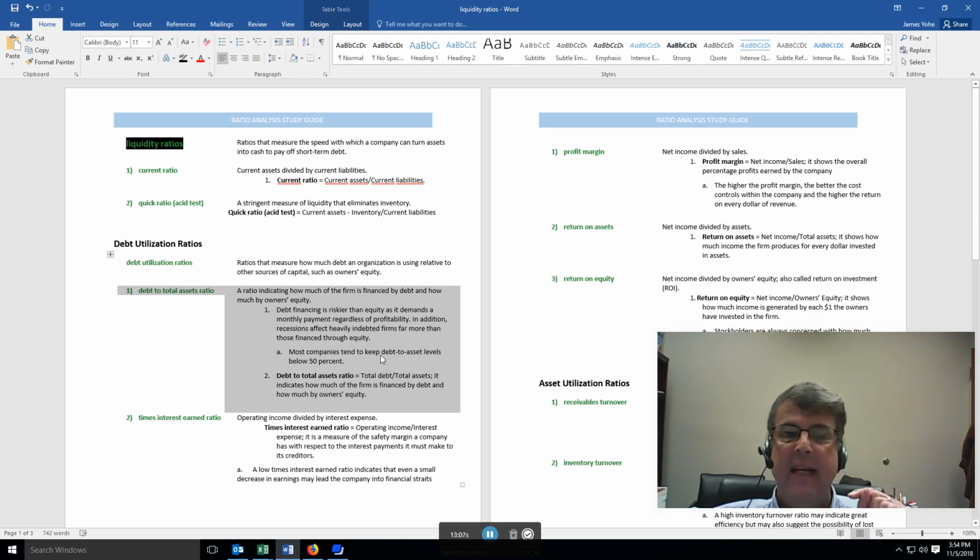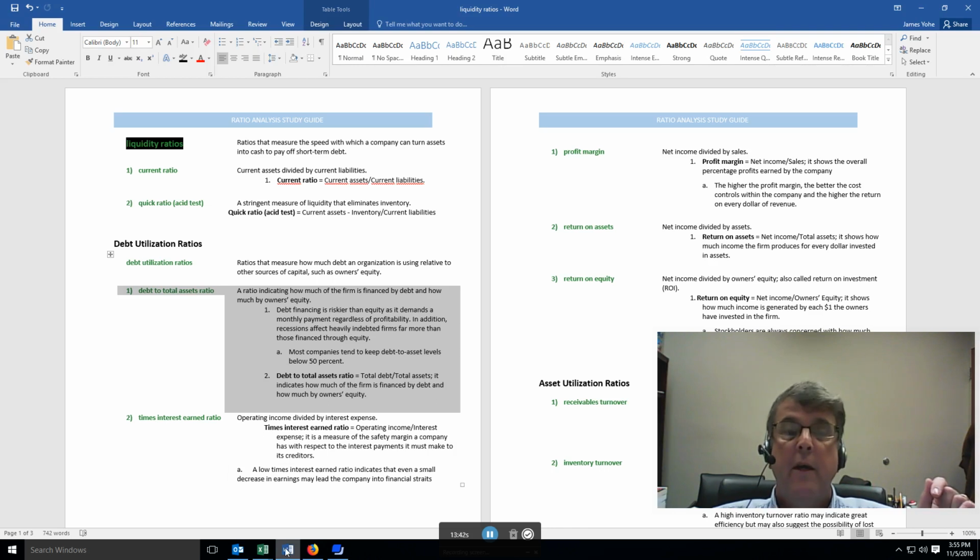Most companies tend to keep debt to asset levels below 50%. This would be specific to certain industries. Some industries might not use a lot of debt at all. They may be well under 50. Some might use more. Large capital-intensive industries like a utility, say a power company, because they have to buy plants and all these other things and update them and refurbish them, may have debt to asset ratios higher than 50%. Meanwhile, a small retailer may not.